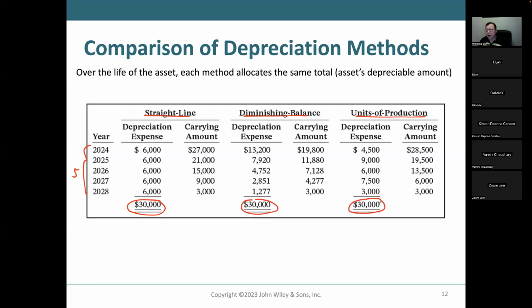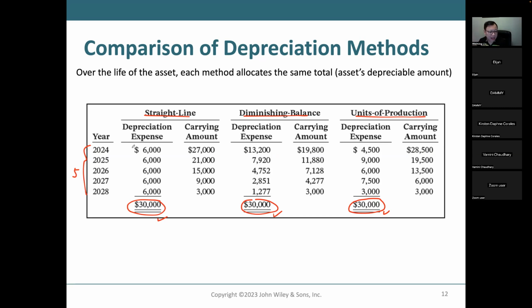The fact is that from the beginning to the ending, that's 5 years. After 5 years, your value goes from 33,000 to 3,000. So the total depreciation expenses over the 5 years should be the decrease in value, which is 33,000 minus 3,000, 30,000. So this is the same. However, the amount of depreciation expenses for each year is different.